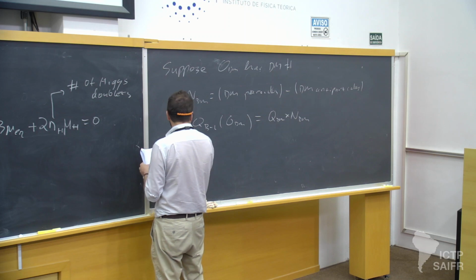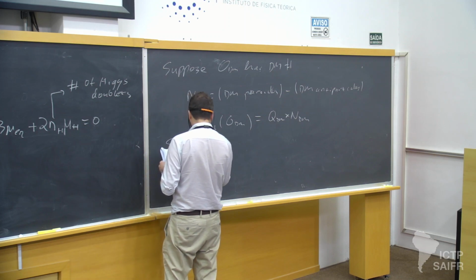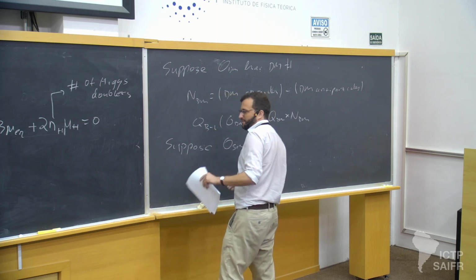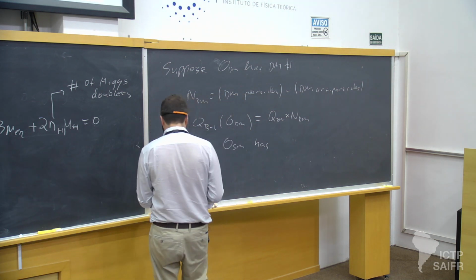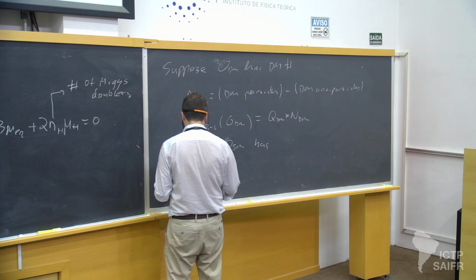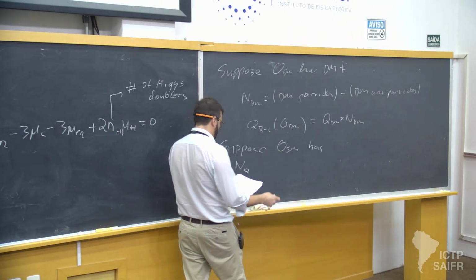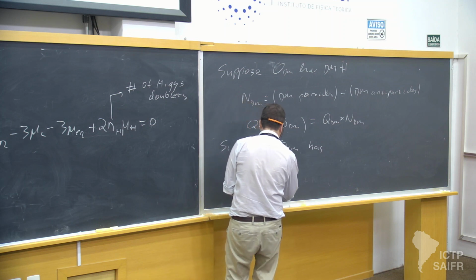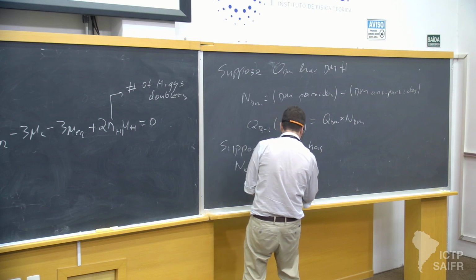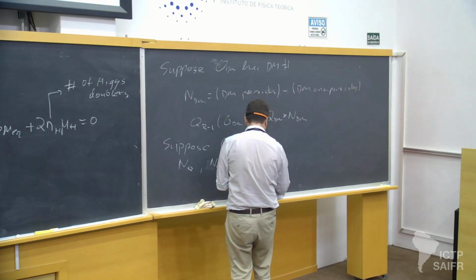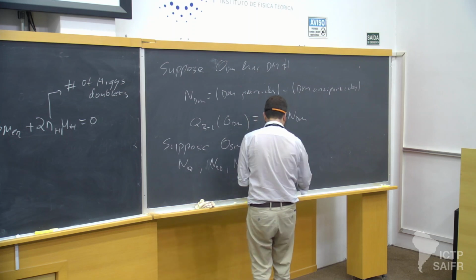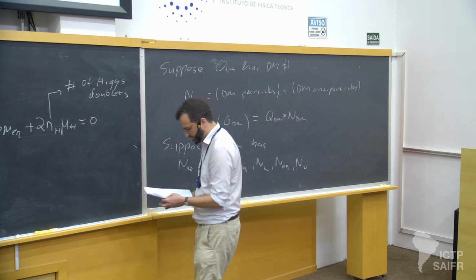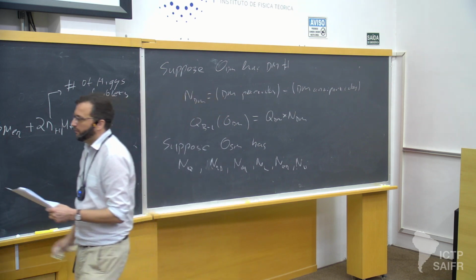And then we also suppose O standard model, that operator is made up of standard model fields, and we're going to have N_Q, the number of quark doublets minus number of quark anti-doublets, N_uR, N_dR, N_L, the number of lepton doublets, N_eR, the number of right-handed chiral lepton fields, and N_H, okay? Very good.